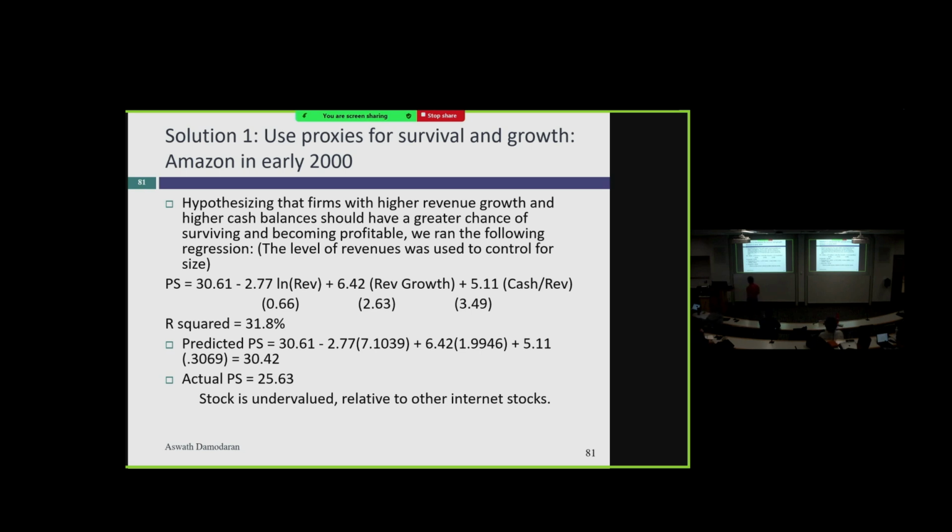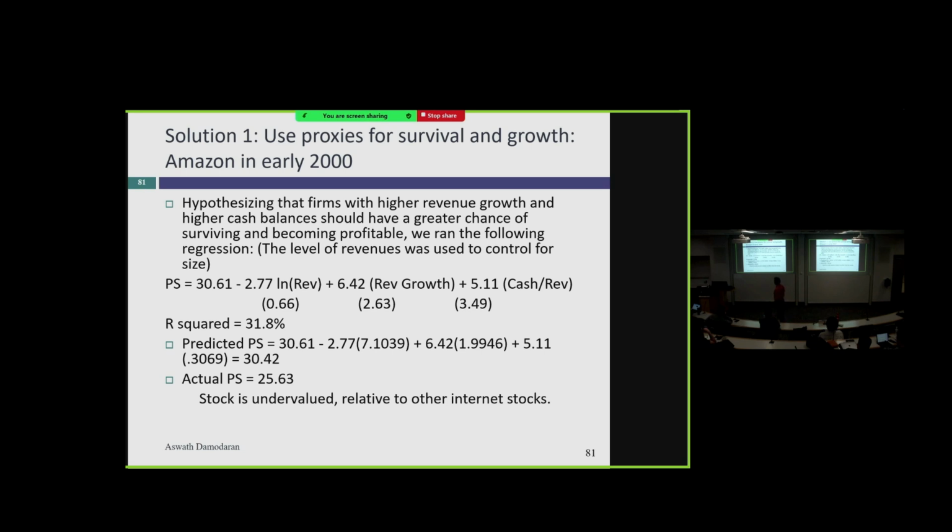So in this case, the R squared I got was 32%. Am I disappointed? No, I'm delirious that I got an R squared of 32%. If I'm able to explain 32% of what's going on in a sector as crazy as this one, I'm way ahead of the crowd. And the variables, if you look at it, it turns out that the level of revenues didn't matter that much. I could take it out. But growth clearly mattered. Higher growth companies had higher price to sales ratios, and companies with more cash had much higher price to sales ratios.